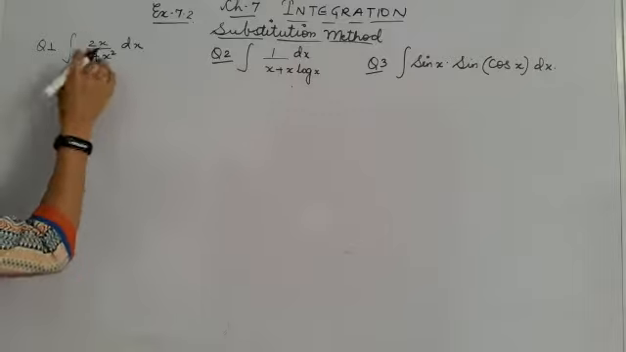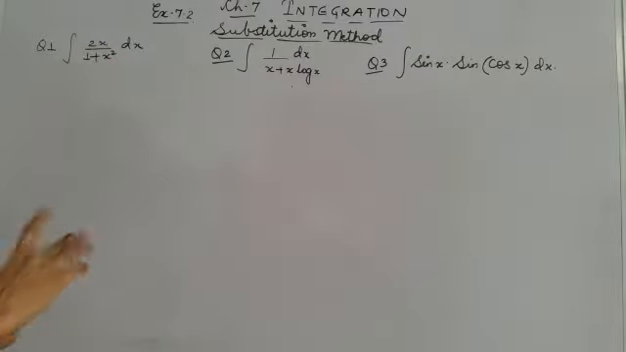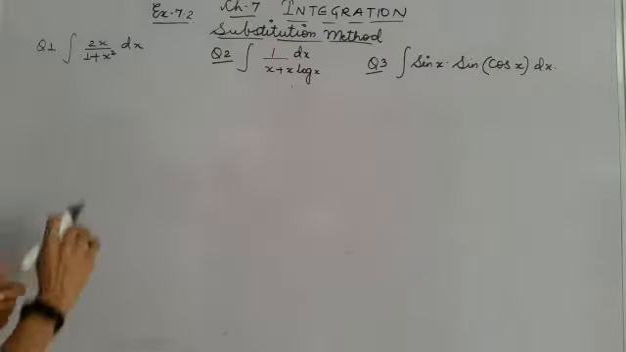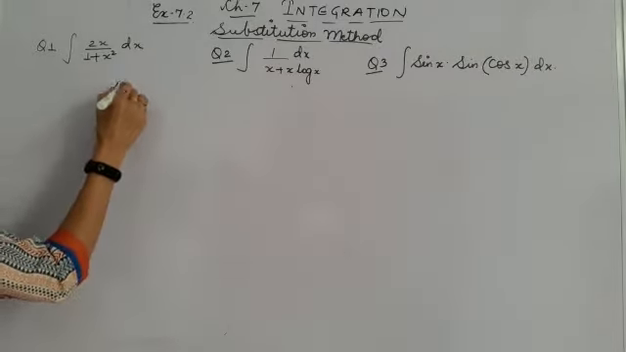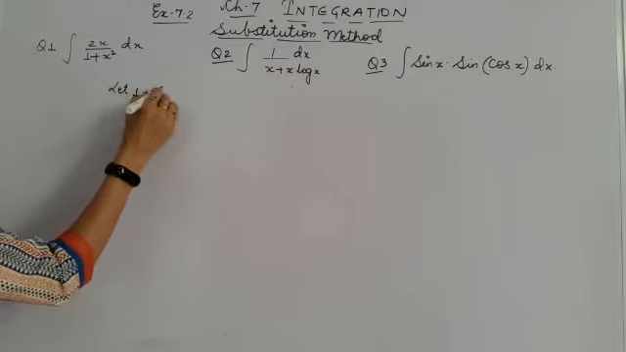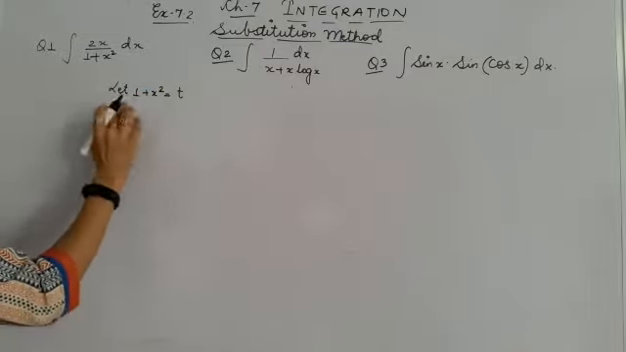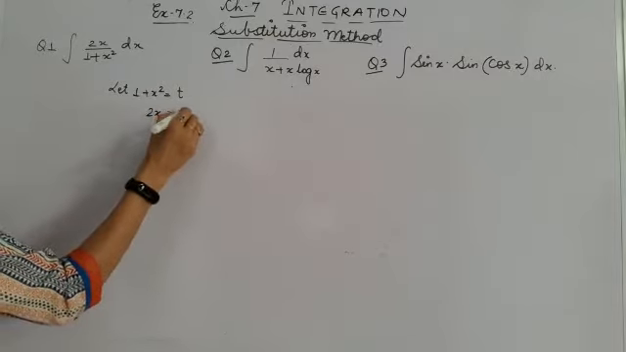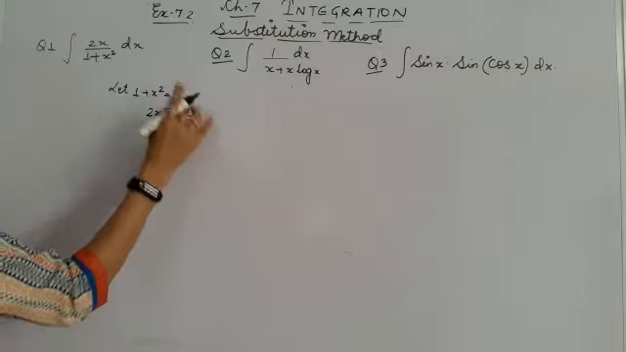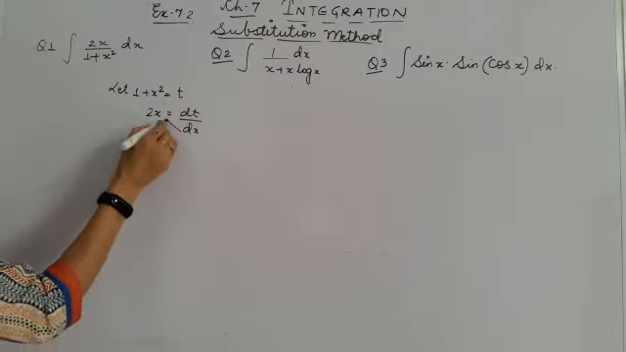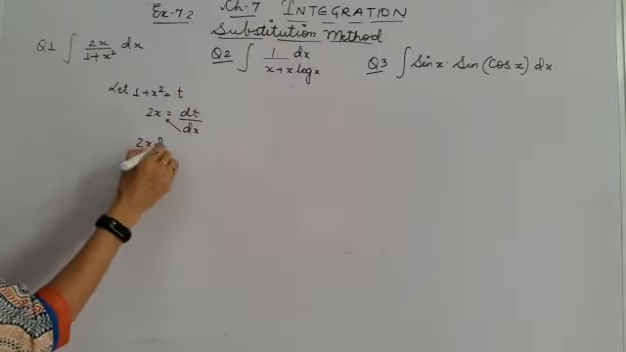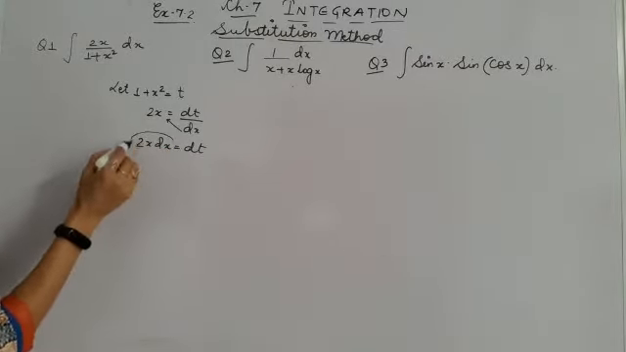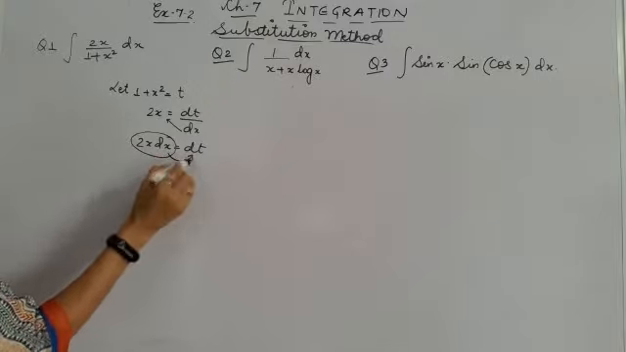It says you suppose any term from the question whose derivative must also be present in the question. So say if I let 1 plus x square equal to t, then differentiate it, it will give me 0 plus 2x equal to dt by dx. That means I have differentiated t with respect to x. This dx will go this side, so 2x dx equal to dt. That means this 2x dx can be replaced with dt.